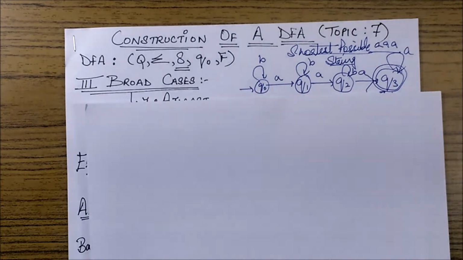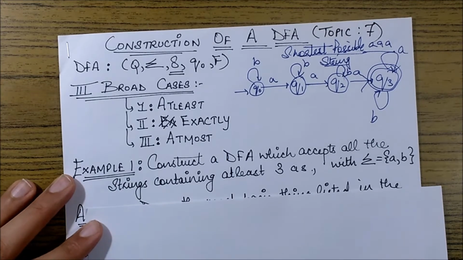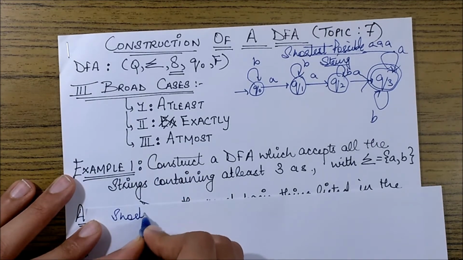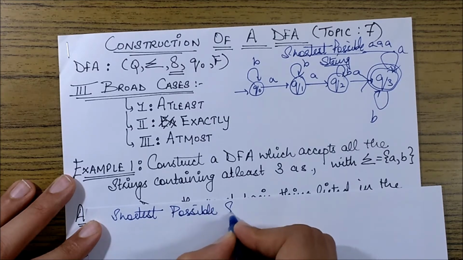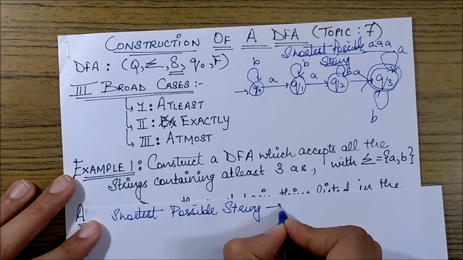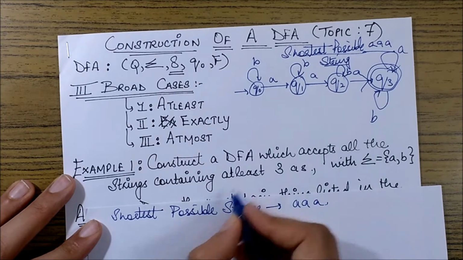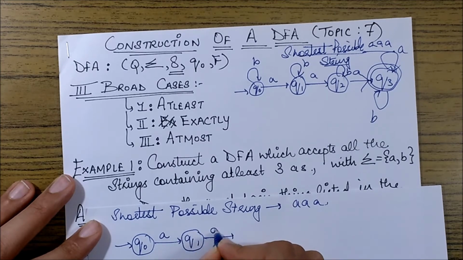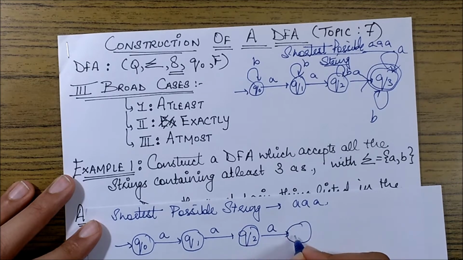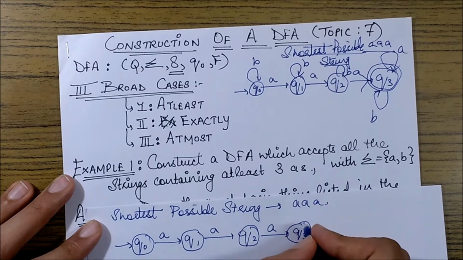So for that, what is the approach? I would first of all find the shortest possible string. The shortest possible string over here is AAA. So for constructing it, I would need one initial state, then the first A, another state, the second A, another state, and the third A, the last state. Now since the simplest AAA string should be accepted, this becomes our final state.